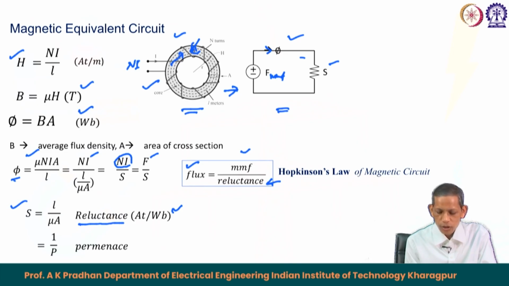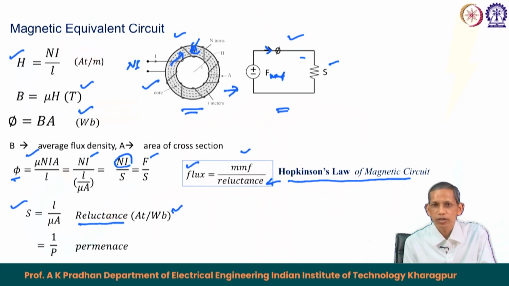This relation of flux equals MMF upon reluctance is called Hopkinson's law of magnetic circuits, and it is similar to Ohm's law, I equals V upon R.